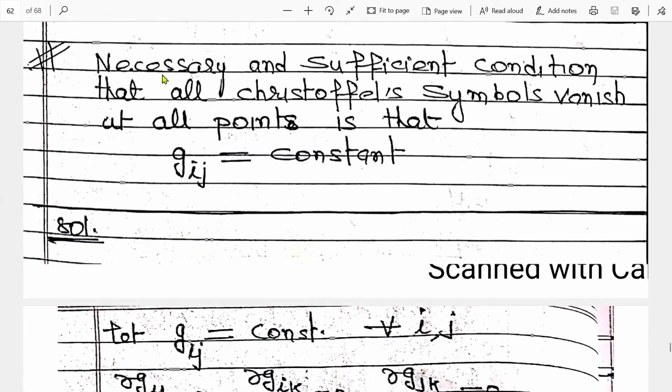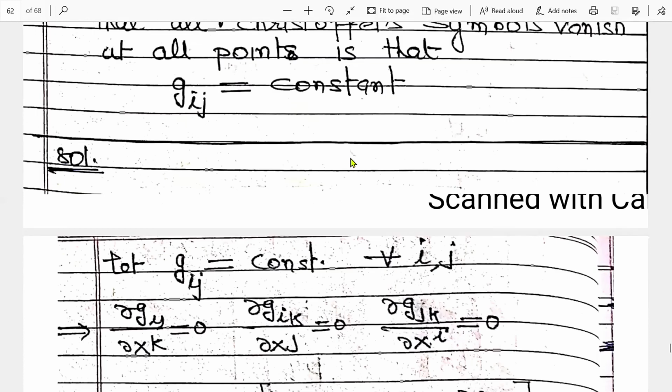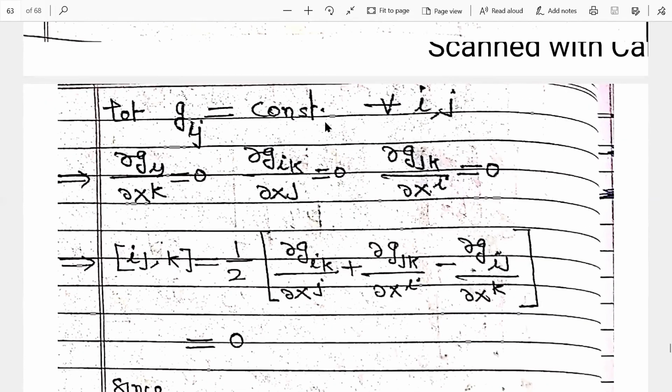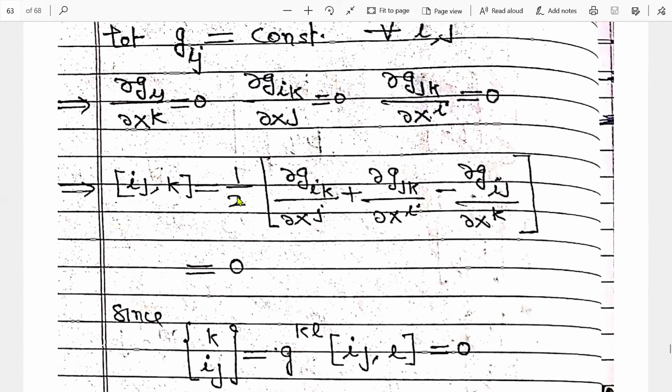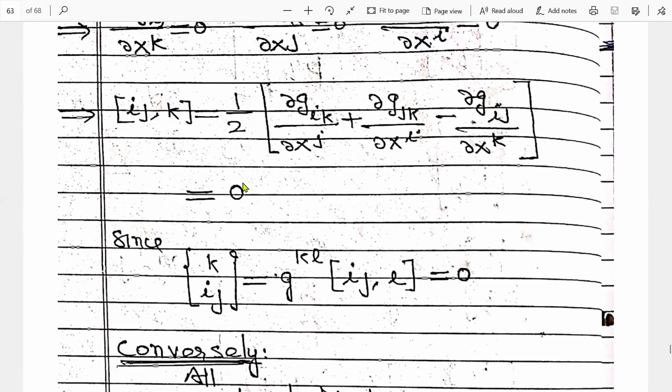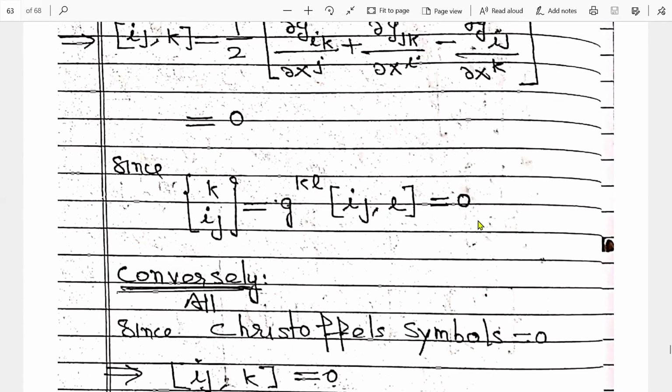Now next is the necessary and sufficient condition that all Christoffel symbols vanish at all points is that g_ij is constant. Again important. Now first take g_ij is constant. If g_ij is constant, then its derivative with x_k, x_j, x_i is 0. These derivatives are 0, right? If these derivatives are 0, then in the first kind, the value is this. So this is 0, and this is 0. So this first symbol is 0. If the first symbol is 0, then by definition, the second is also 0.